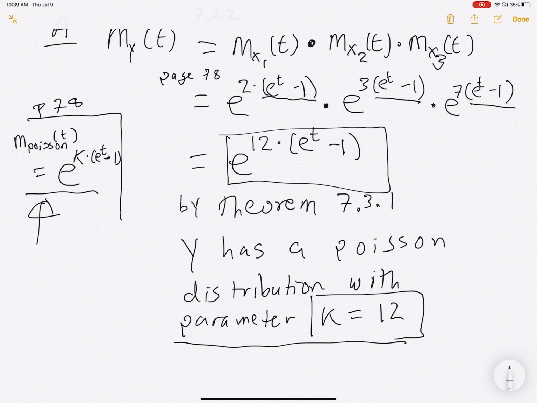Okay, so that was an example using theorem 7.3.1 and 7.3.2 to determine the distribution of a sum of random variables. All right, thank you for watching.